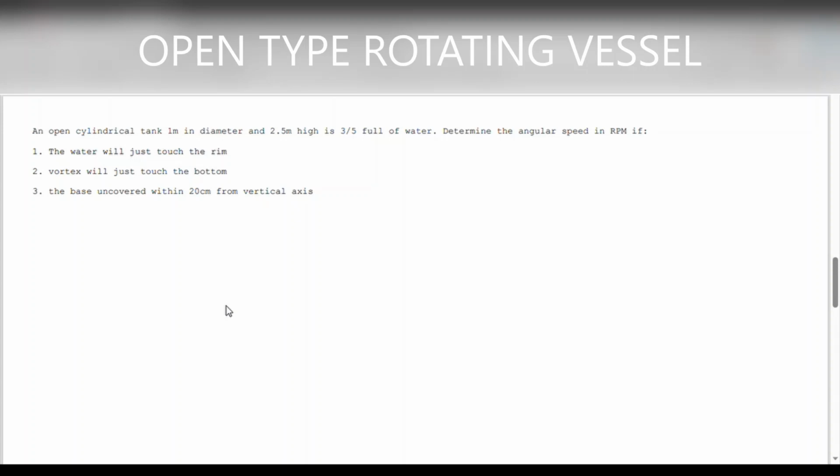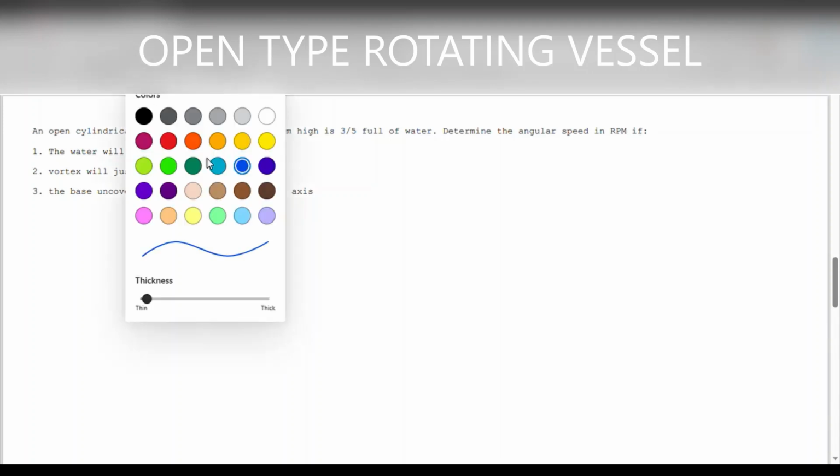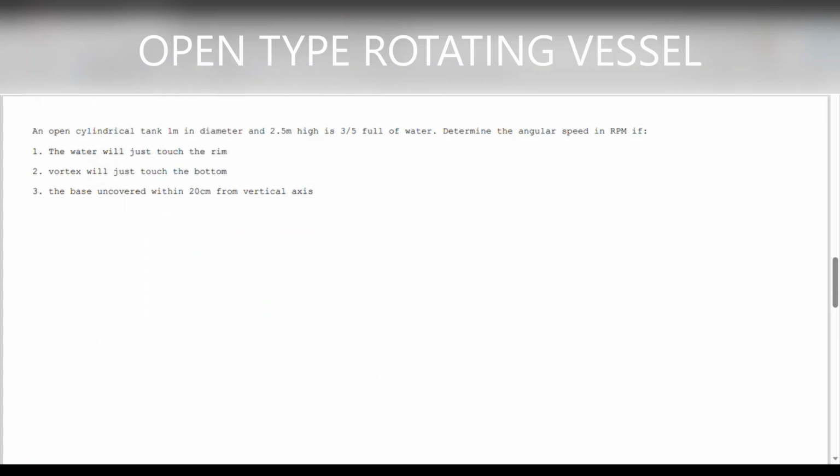Third, the base uncovered within 20 cm from vertical axis. So in this type of problem, we actually need to visualize it, and we have to do it on our own because we cannot expect that during exams the examiner will give you the illustration to solve the problem. So we have to interpret the problem by ourselves.